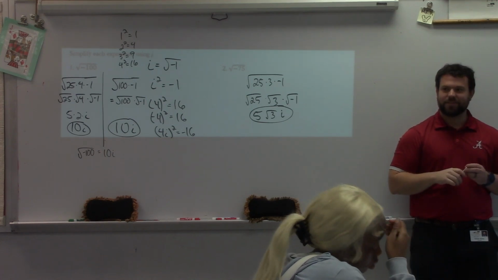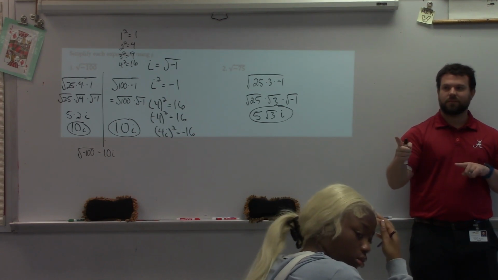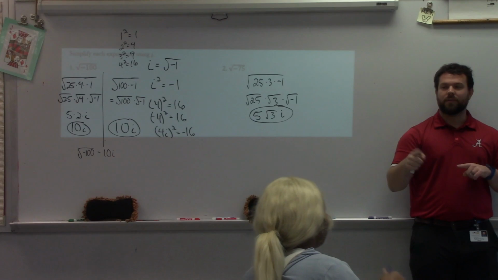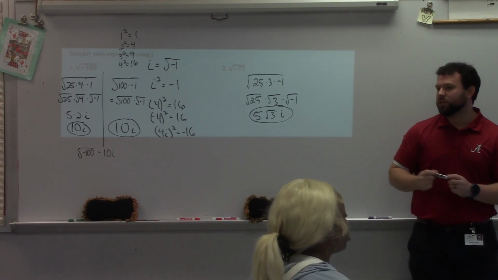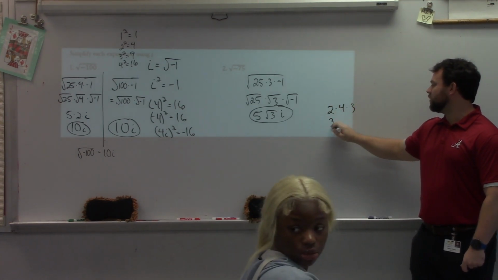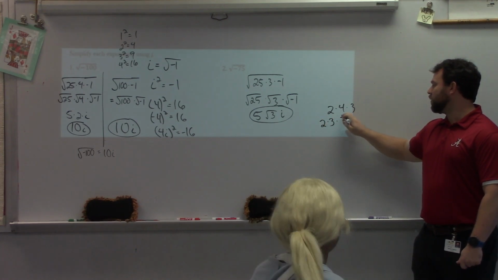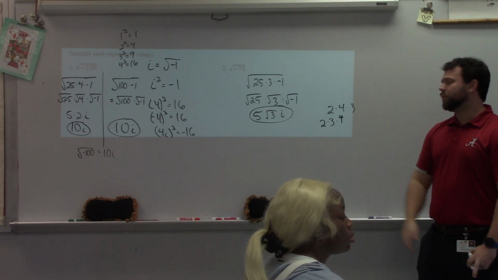It's exciting stuff. Questions, comments, concerns? Could I do 5i first? 5i root 3. Yes, you can do 5i root 3. Like, if you change the order of 2 times 4 times 3, is that the same thing as 2 times 3 times 4? So it's just changing the order. It's called the commutative property.